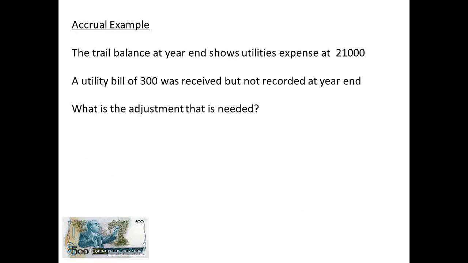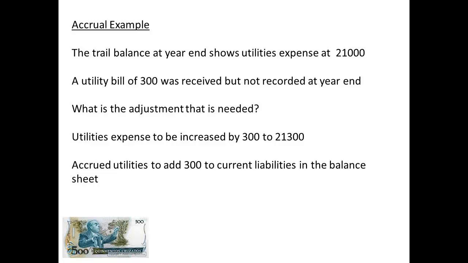We will consider an example of an accrued expense. A utility bill for £300 is received but has not been recorded. The utilities expense currently stands at £21,000. What entries are needed? The utilities expense needs to be increased by £300 to £21,300. This is done by a debit to the utilities expense account. The current liabilities account will also need to be increased by £300. A credit of £300 is required to current liabilities.